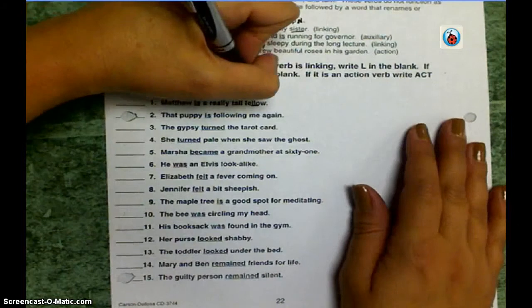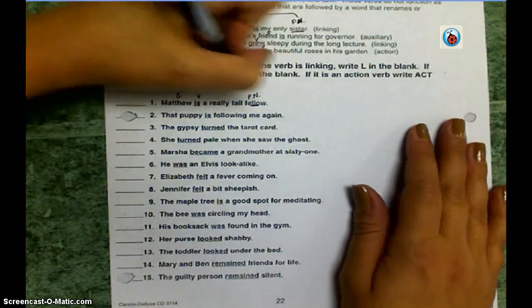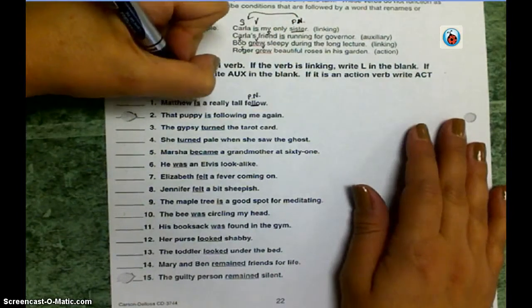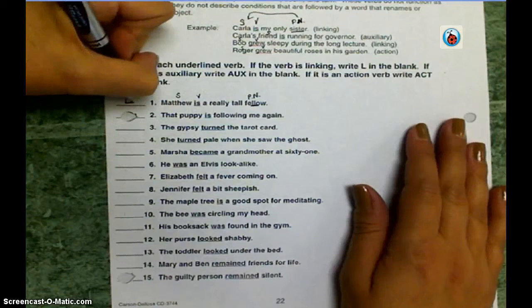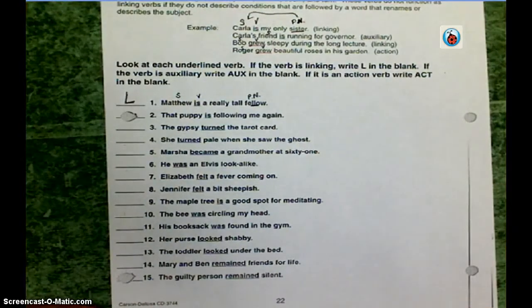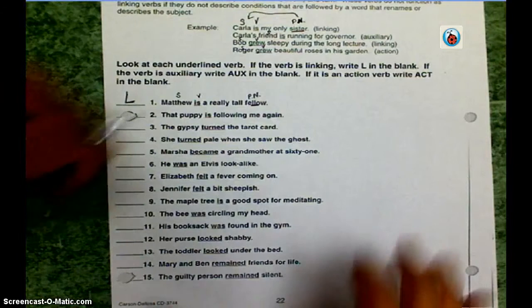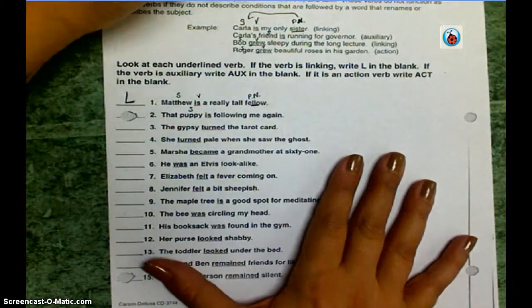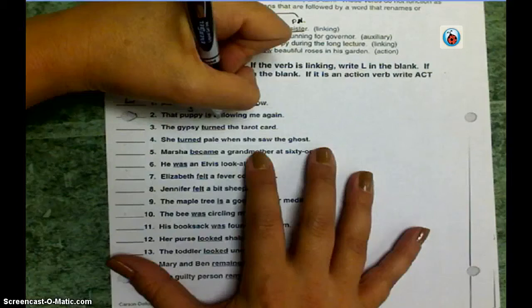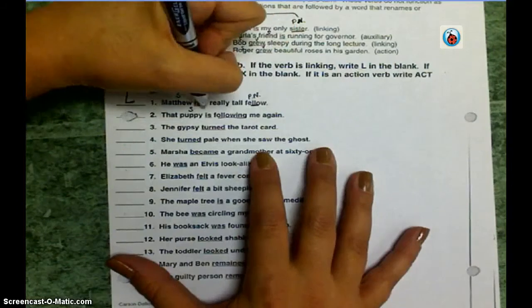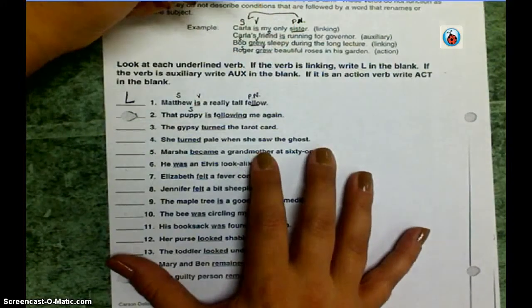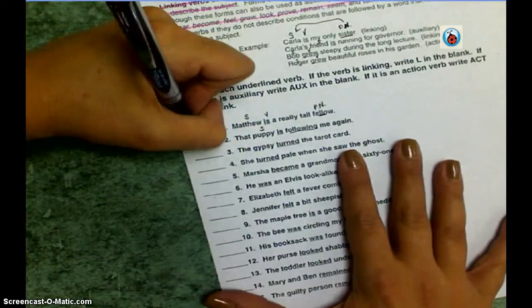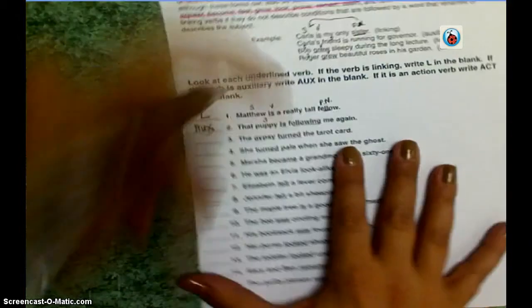Predicate nominative. I knew you knew that, right? If we have a predicate nominative, then we know that this is a linking verb. Okay? That puppy is following me again. Who or what did it? The puppy, the precious little puppy. What did it do? It is following. That's our whole verb phrase, is following. So what is "is" in this context, if we know we have "is following" as our whole verb phrase? Exactly. It's auxiliary. You're so smart.